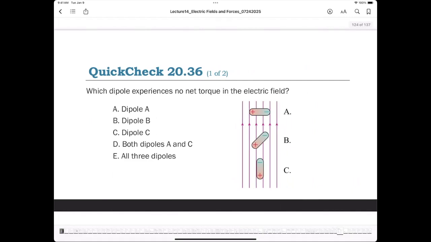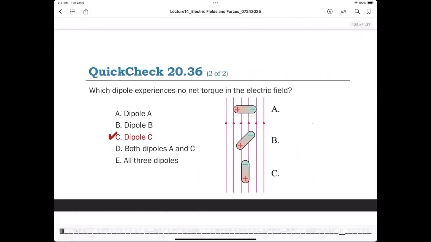Which dipole experiences no net torque in the electrical field? Because the directions need to be the same, this one has no torque. So C is the right answer. That makes sense to you?